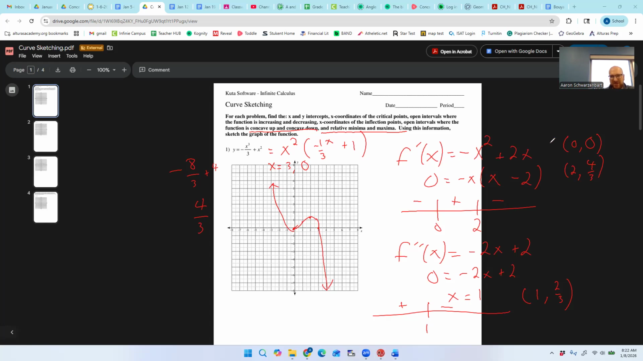Although knowing that it was a minimum also meant it had to turn. So the calculus is almost giving you some of the stuff. You take the calculus and the pre-calc, and some of it you can know from one or the other. You don't have to have both. But when you put them both together, it makes you pretty sure of your curve. That makes sense?